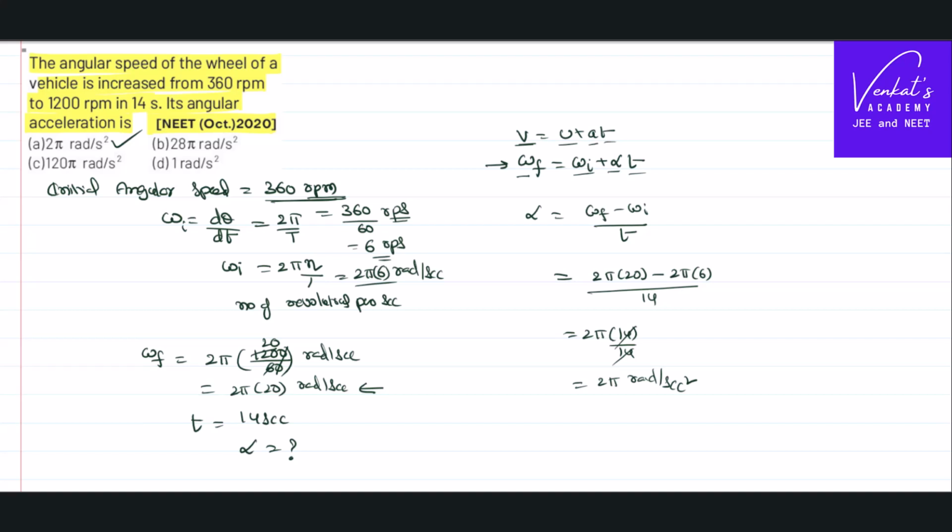It's a very simple problem to solve. The only thing you need to know is this regular formula, and how to convert revolutions per minute into revolutions per second, and further into radian per second, which is by multiplying by 2 pi. Once you know the basics, you'll get the answer in no time.